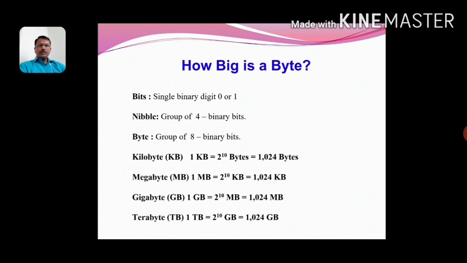So, what is a bit or byte, or how big is a byte? Every single digit in a binary number system, that is 0 or 1, is called a bit. A group of 4 binary bits is called a nibble, and a group of 8 binary bits is called a byte. So 1 byte means 8 binary bits. Since the base of binary is 2, 2 raised to 10 bytes is equal to 1 kilobyte, 2 raised to 10 kilobytes is equal to 1 megabyte, 2 raised to 10 megabytes is equal to 1 gigabyte, and 2 raised to 10 gigabytes is equal to 1 terabyte.